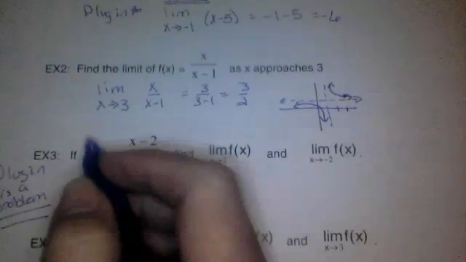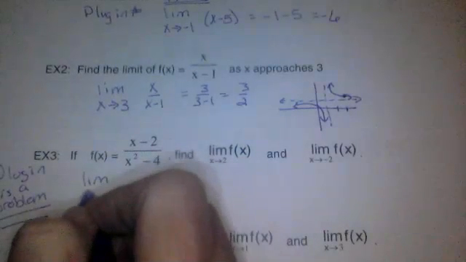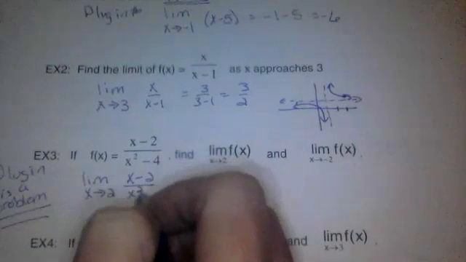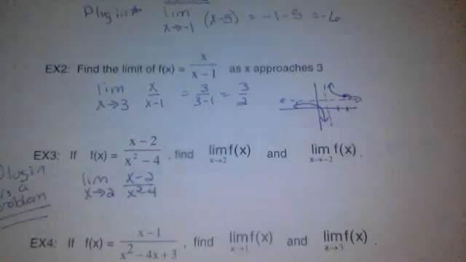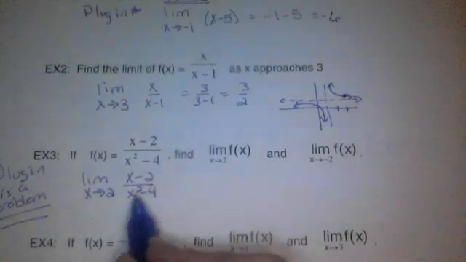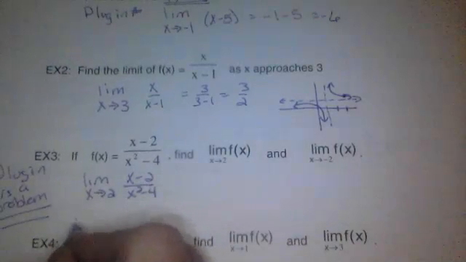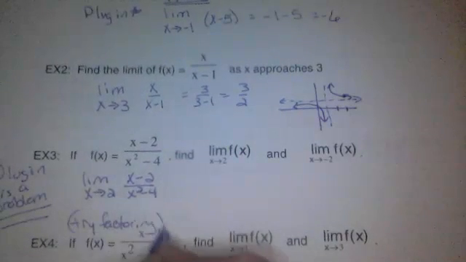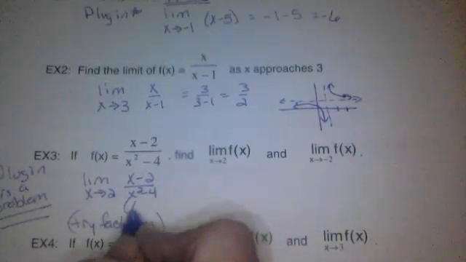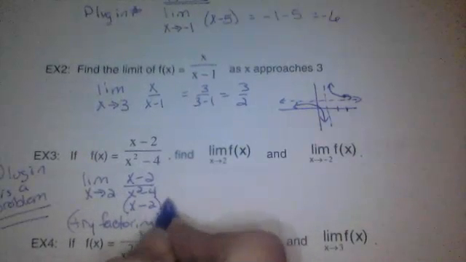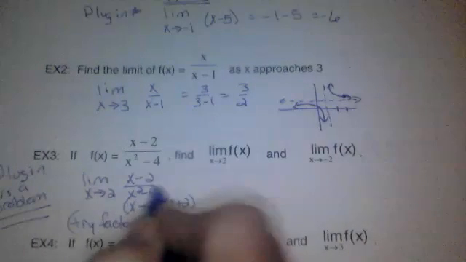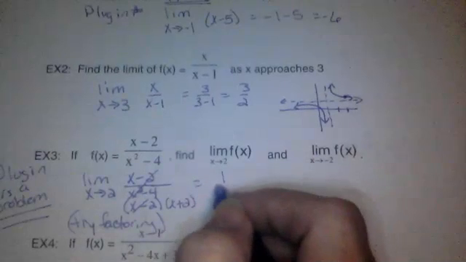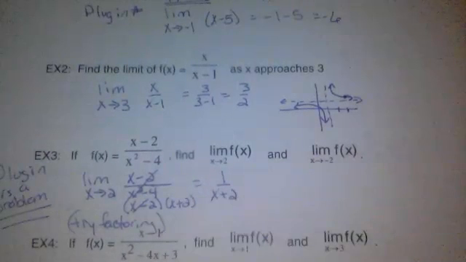Well, here's what we're going to try. Let's write that first one. The limit as x approaches 2 of x minus 2 over x squared minus 4. The first thing I would do is try factoring. Because if I were to factor this denominator, x minus 2, x plus 2, then the x minus 2's would reduce, and I would get 1 over x plus 2.